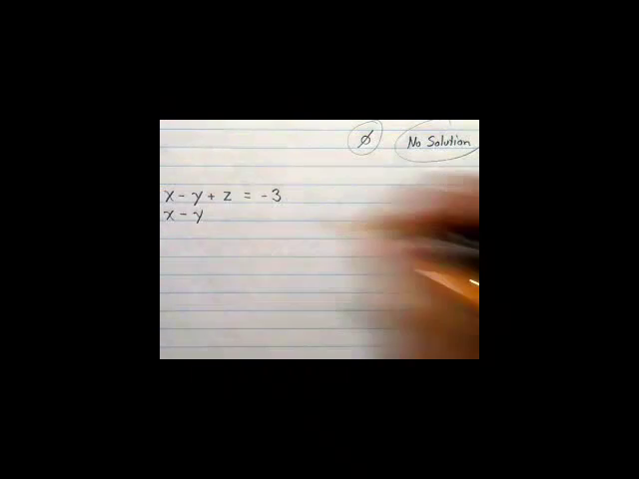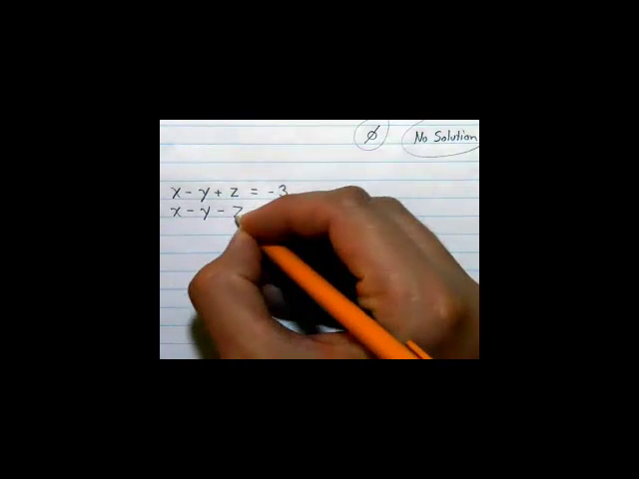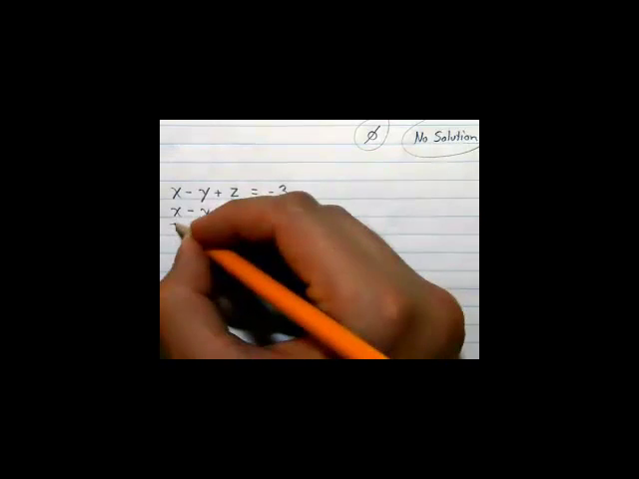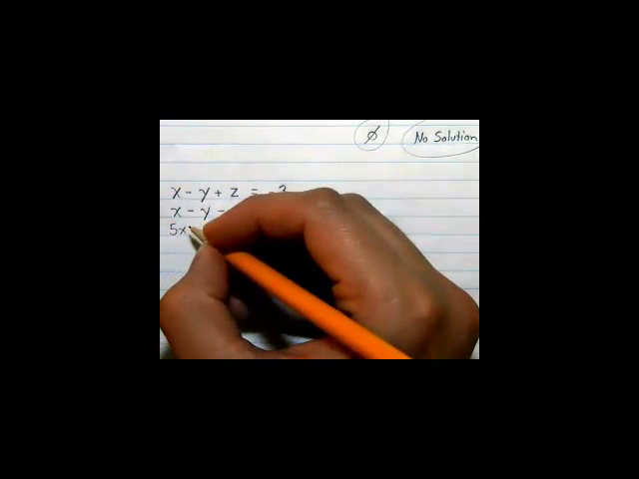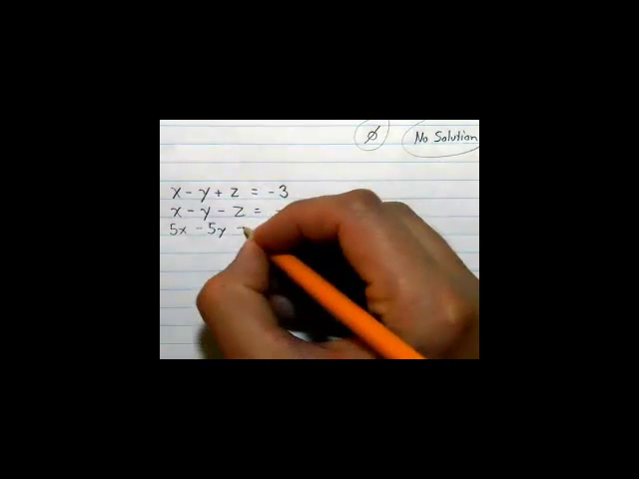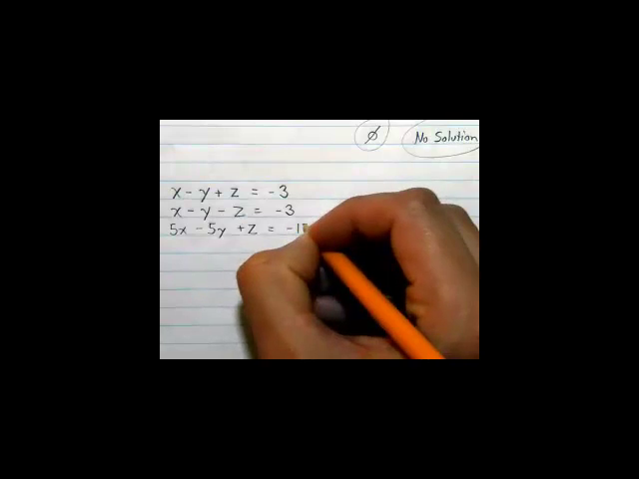Okay, so here's the next one. x minus y plus z equals negative 3. And x minus y minus z equals negative 3. And then 5x minus 5y plus z equals negative 15.